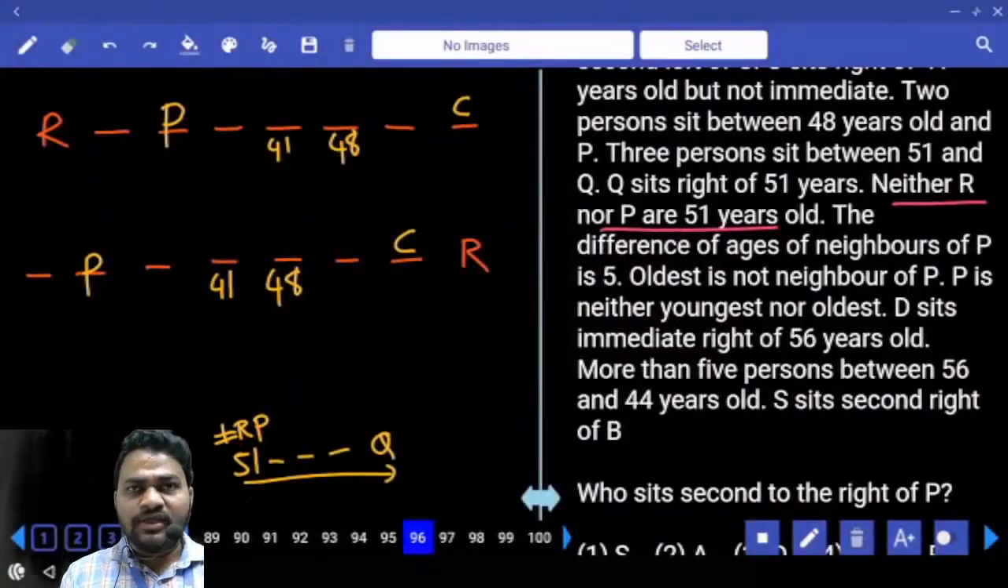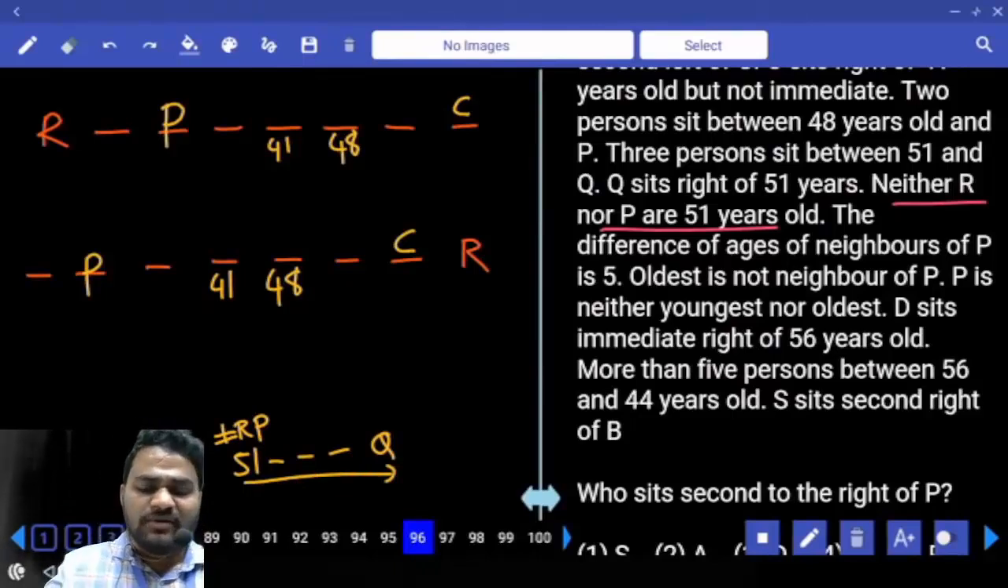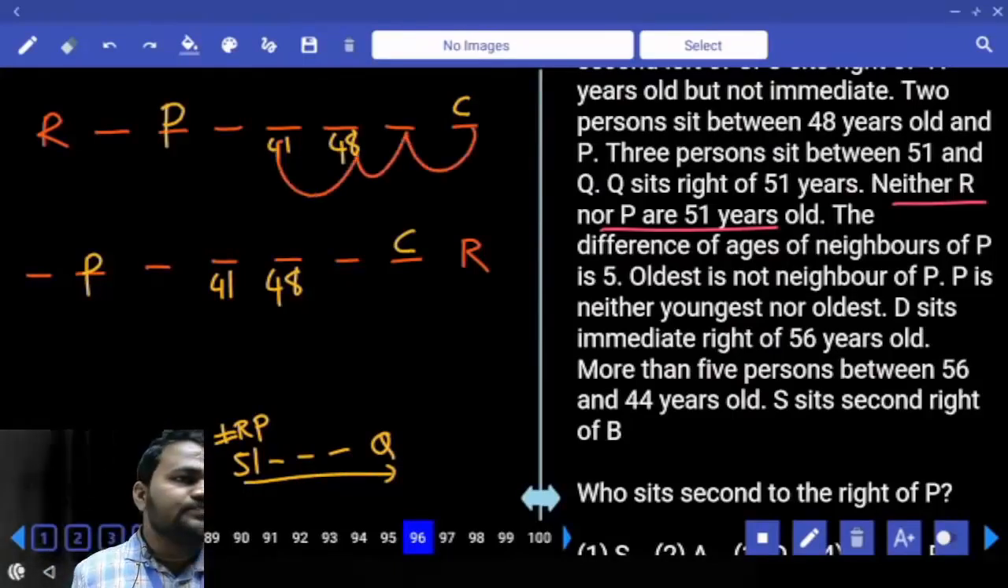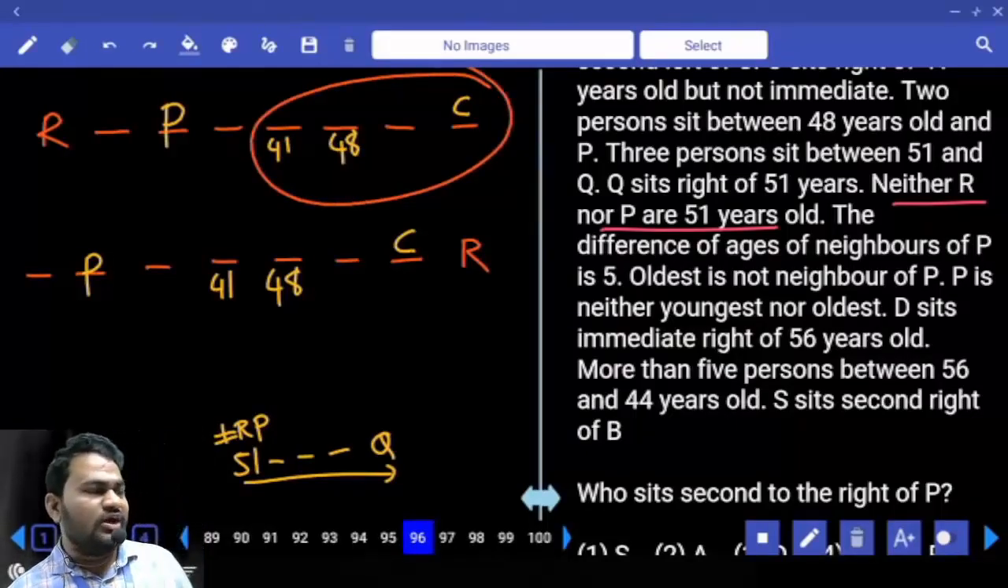But first of all, to place 51, after leaving 4 places from the right side, we need to place 51. 1 2 3 4. By leaving these 4 places, let us verify 51 one by one.